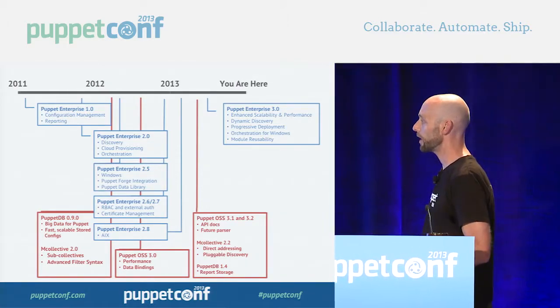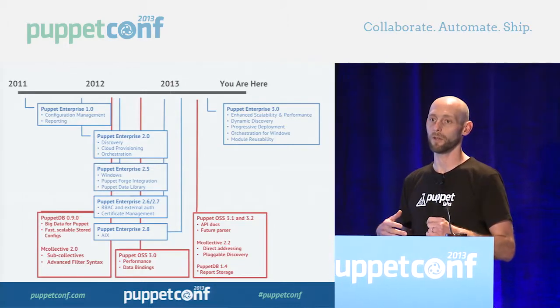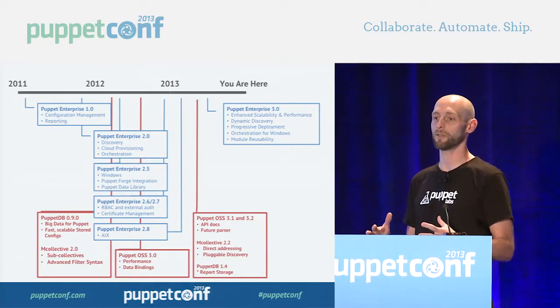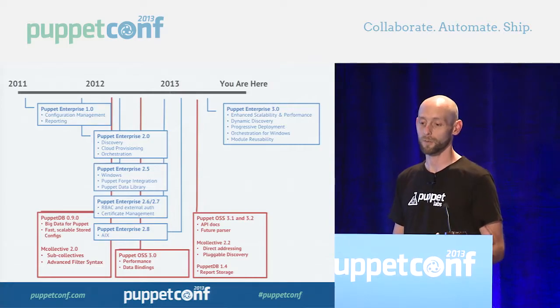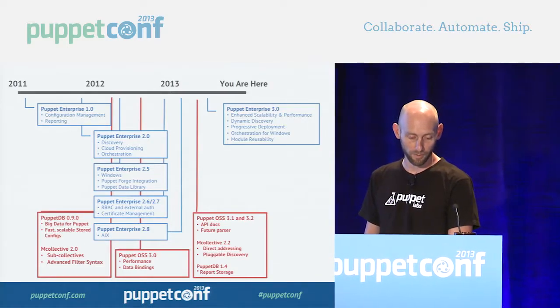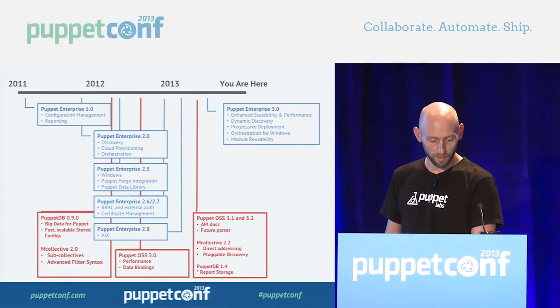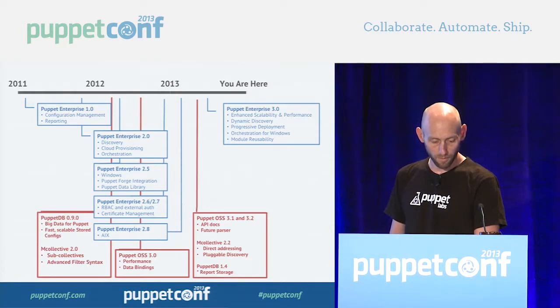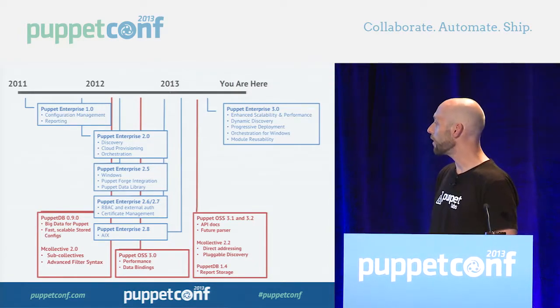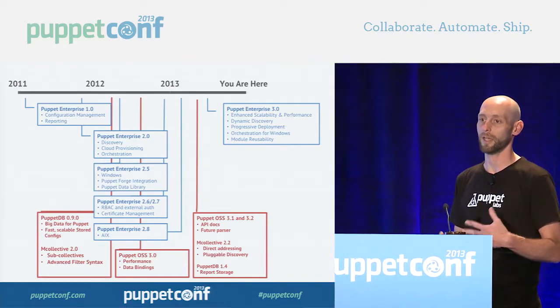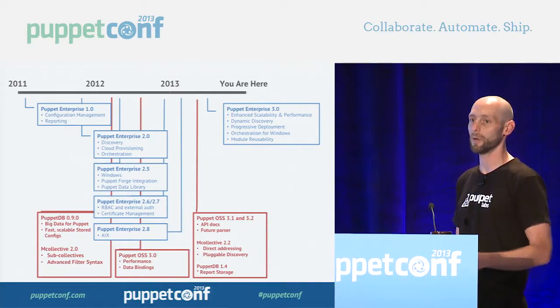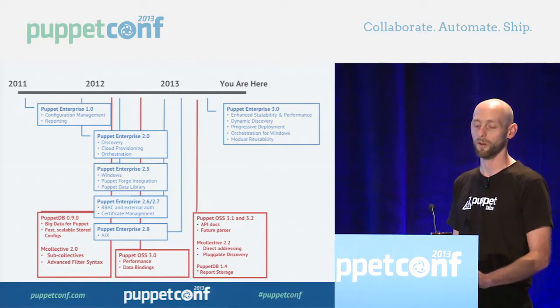mcollective 2.2 has added direct addressing, so instead of the previous broadcast paradigm where every message that you sent went to every node, you can directly address nodes, and if you have a large number of nodes in your collective, that can really speed things up. And PuppetDB added report storage, so now reports as well as catalogs and facts can go directly into PuppetDB and take advantage of all the awesome performance.